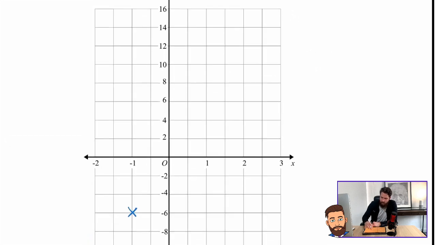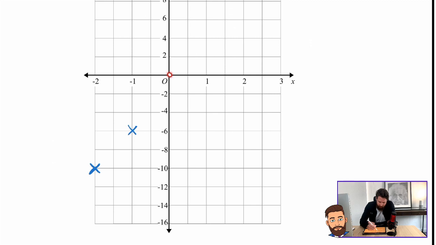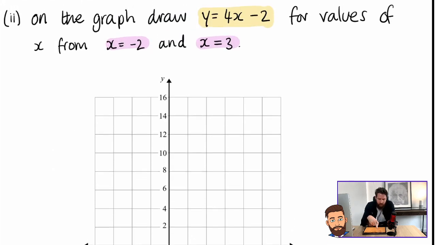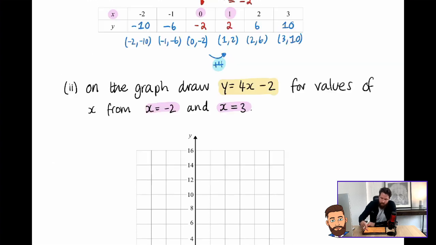The next one is 0, -2. So across 0, down 2 would give me this point here. And again, you can see whether this is going to work or not work. You can see whether your coordinates are in a straight line. If your coordinates are not making a straight line, it means you've done something wrong in the table and that you need to go back and double check that you are not making any silly mistakes.